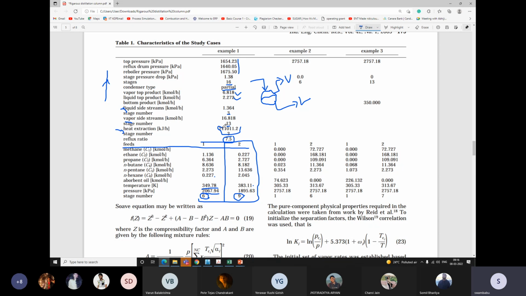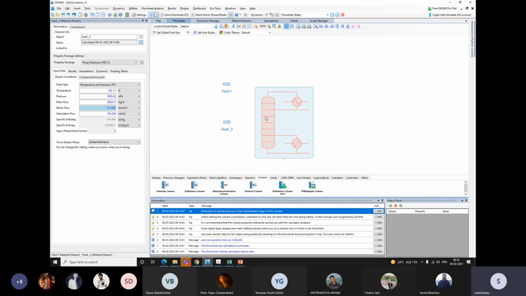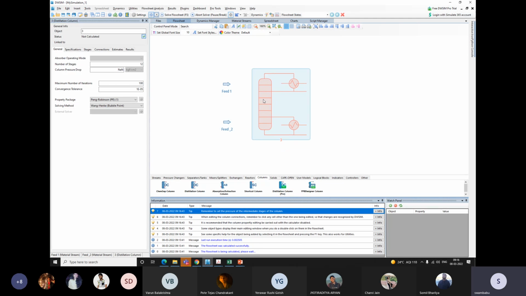DWSIM doesn't have intermediate heat removal or intermediate heat supply, so we cannot do the heat removal calculation in DWSIM. With whatever we have, let us do it. Since we want to do the rigorous distillation column, we'll go with this distillation column, not the shortcut distillation column. So here, this is the rigorous distillation column.